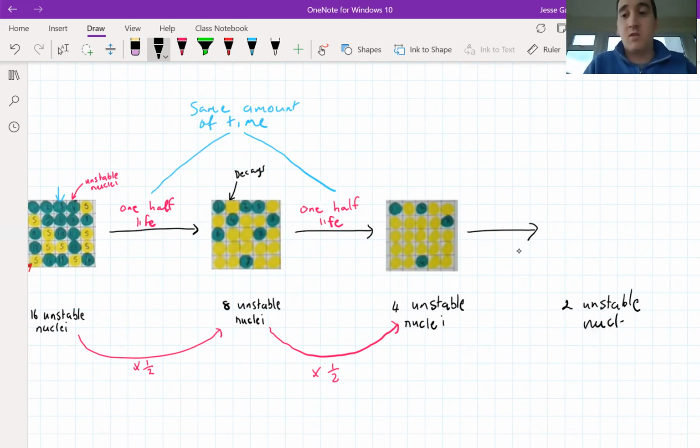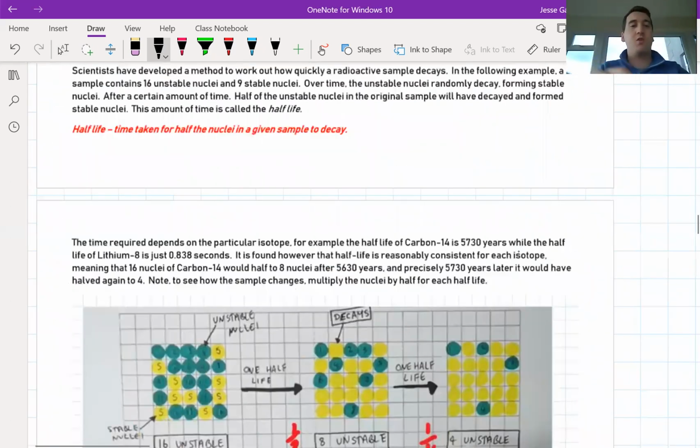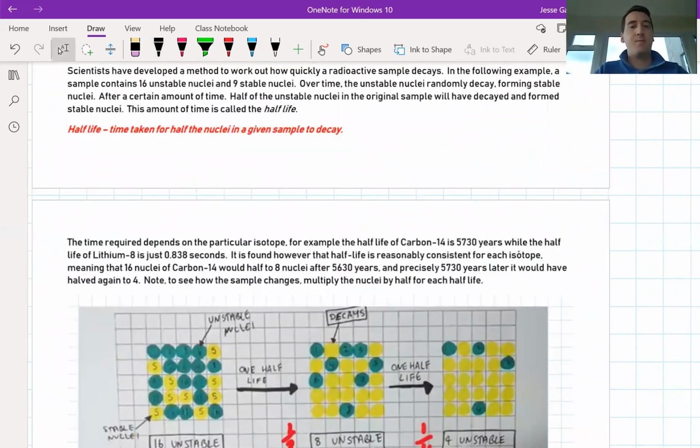And obviously this keeps going till you've got none left. All right, now let's just look at a couple of points over here. What is half-life? The definition is shown in red there. The half-life is the time taken for half of the nuclei in a given sample to decay. So the time taken, half the nuclei. Again, that's in red. That's the definition. You need to make a note of that in your keyword dictionary.